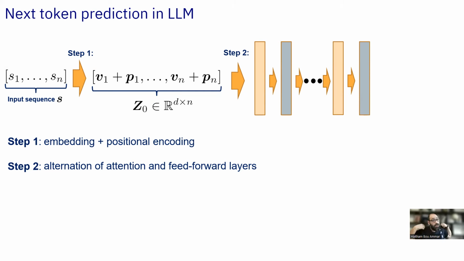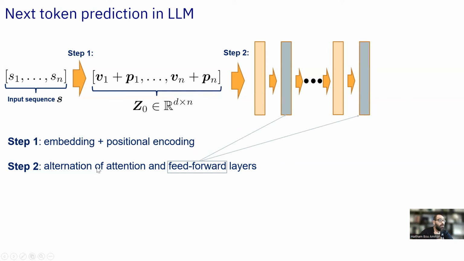We know what a matrix is, right? We've taken that in this course so far. And now here we have Z0, which is a D by N matrix, D rows and N columns. Then we're going to pass that into this architecture, which is an alternation of attention and feed-forward layers. So you take Z0, pass it through an attention layer, and then after that, pass it to feed-forward layers, and this process repeats depending on how many layers you have in your transformer.